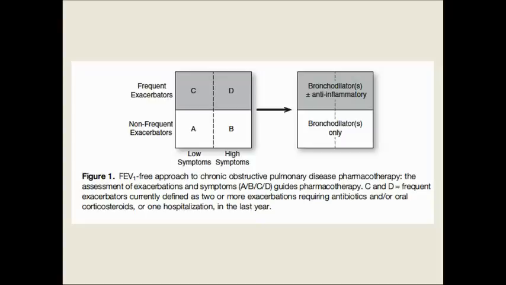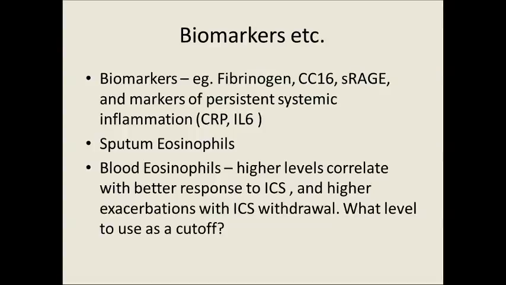However, if you're deciding on surgical treatment like lung volume reduction, etc., then you would fall back onto spirometric values. And then what biomarkers have been proposed: fibrinogen, club cell protein 16, SRAGE, and then markers of persistent systemic inflammation, sputum eosinophils and blood eosinophils, which are probably, blood eosinophils is probably more practical. The higher levels of blood eosinophils correlate better with the response to ICS, and they also have higher exacerbations with inhaled corticosteroid withdrawal. And like the discussion earlier on, what level do you use of eosinophils as a cutoff?